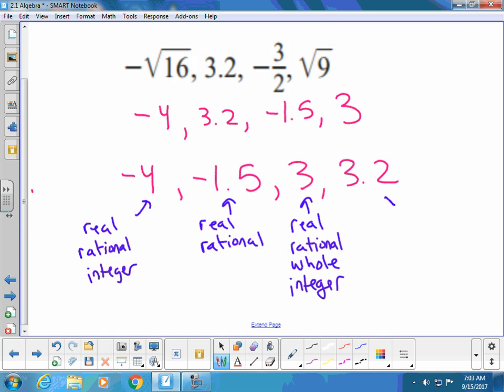And then 3.2, definitely real, definitely rational. I could write it as 3 2/10. It is not a whole number. It is not an integer. So I think that's good.